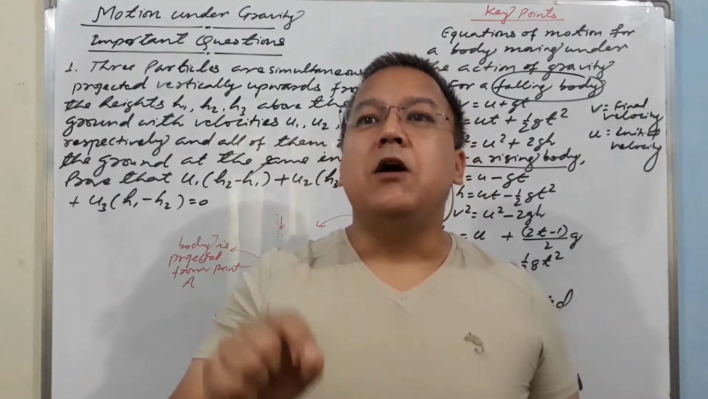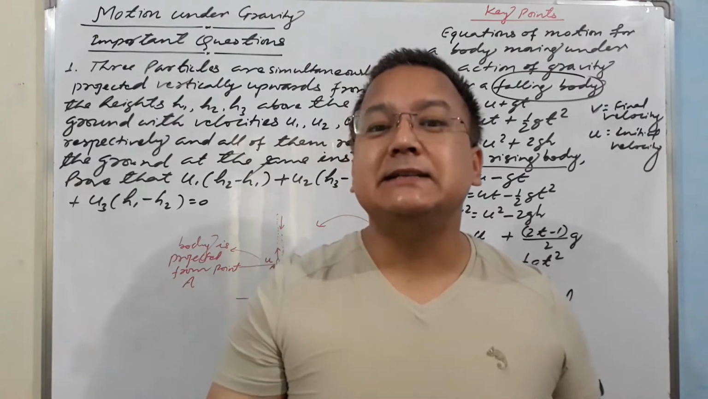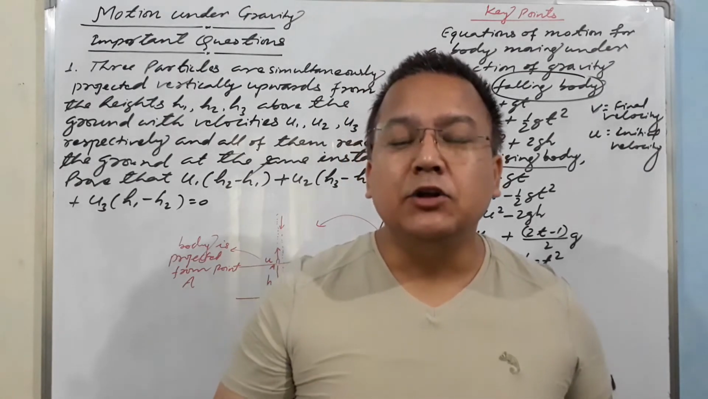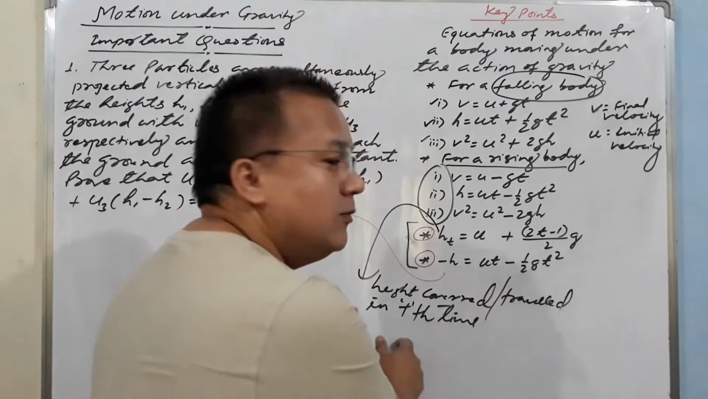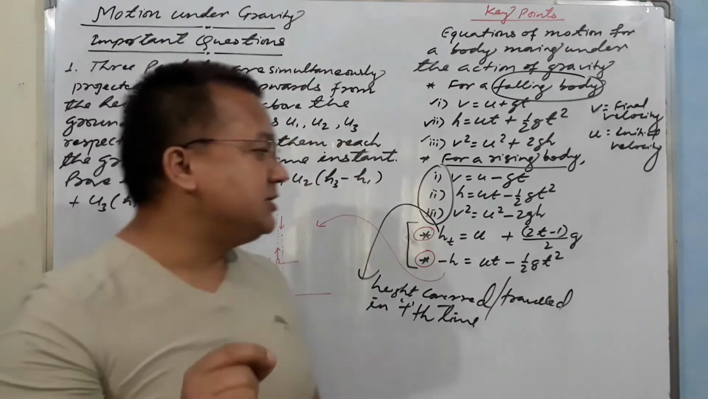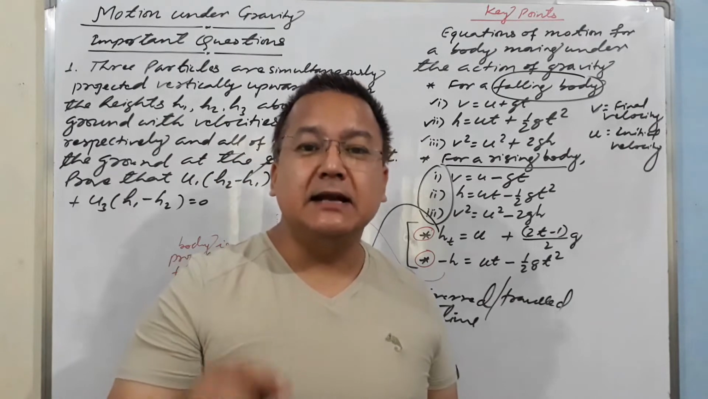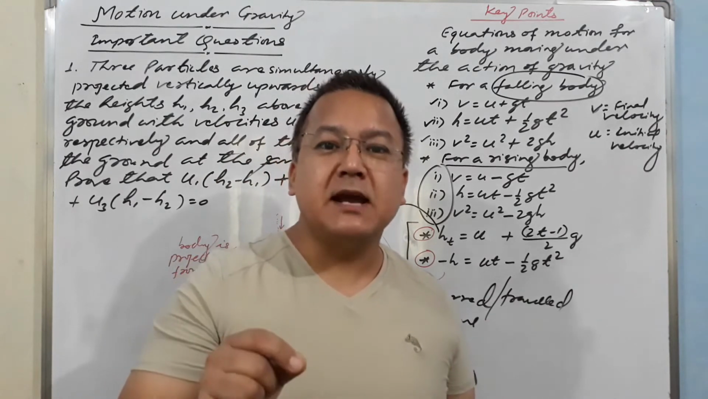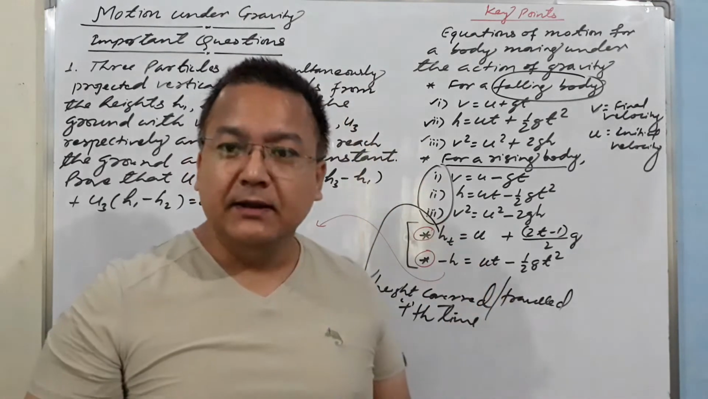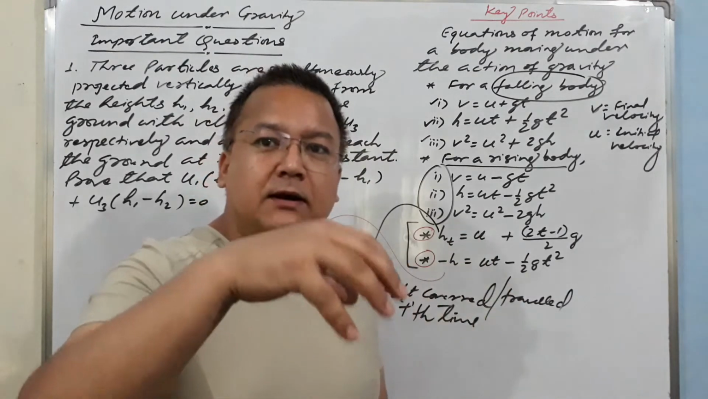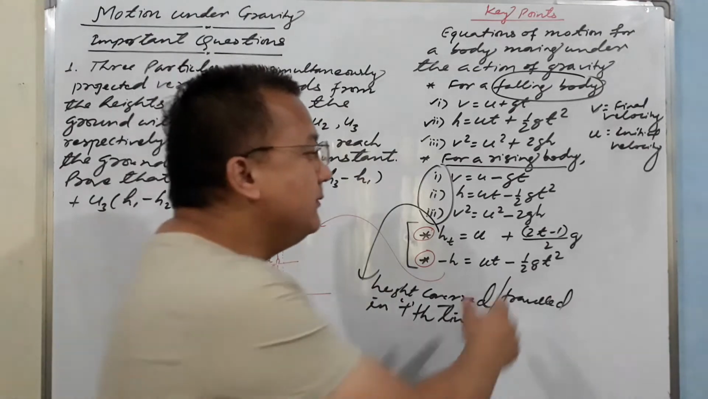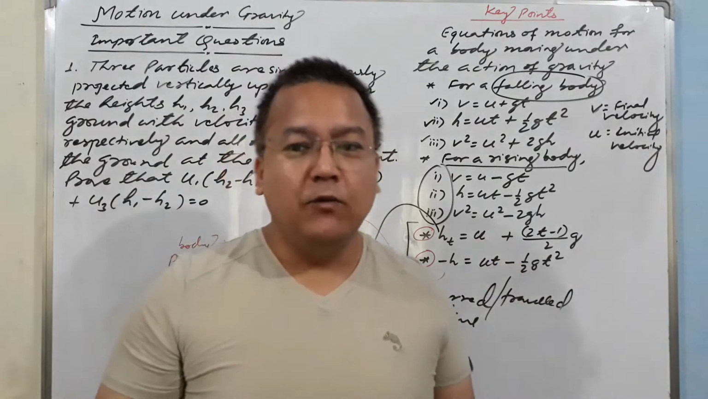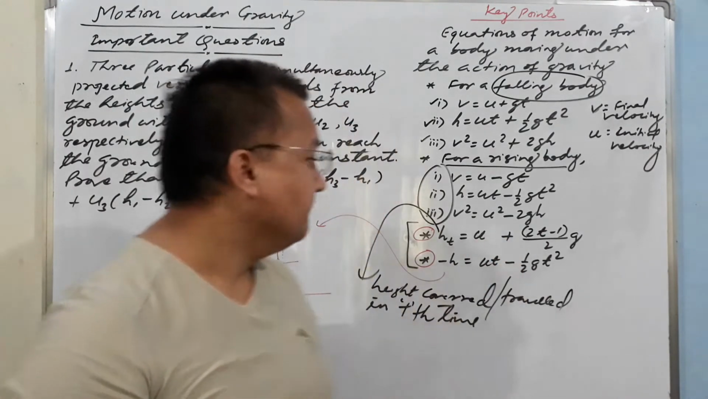7th second means the time between 6 and 7. 6th second means the time between 5 and 6. At that time we need to find out this formula, right? Height attained, height covered, height traveled in the nth second, then we need to use this formula, right? But if you are falling down, if your body is rising up, then you need to take the negative sign. Obviously you can understand that thing, right?